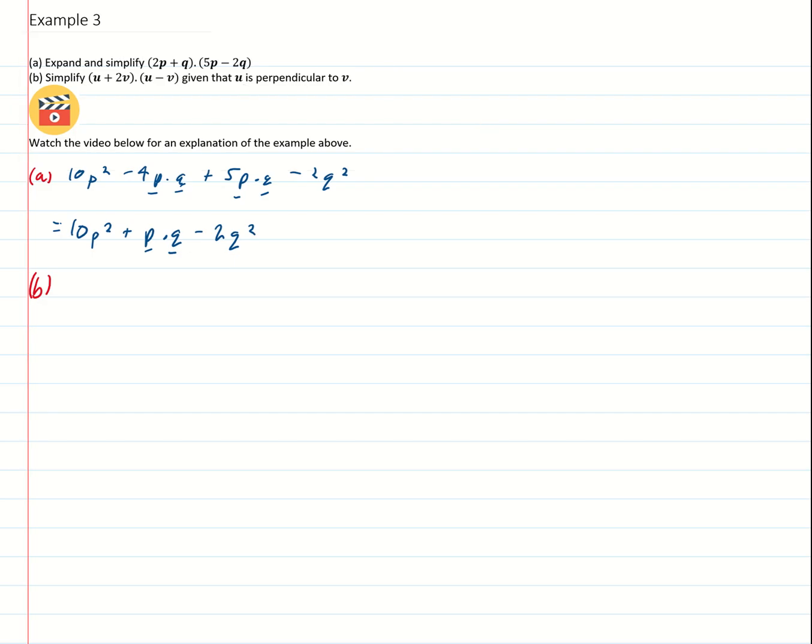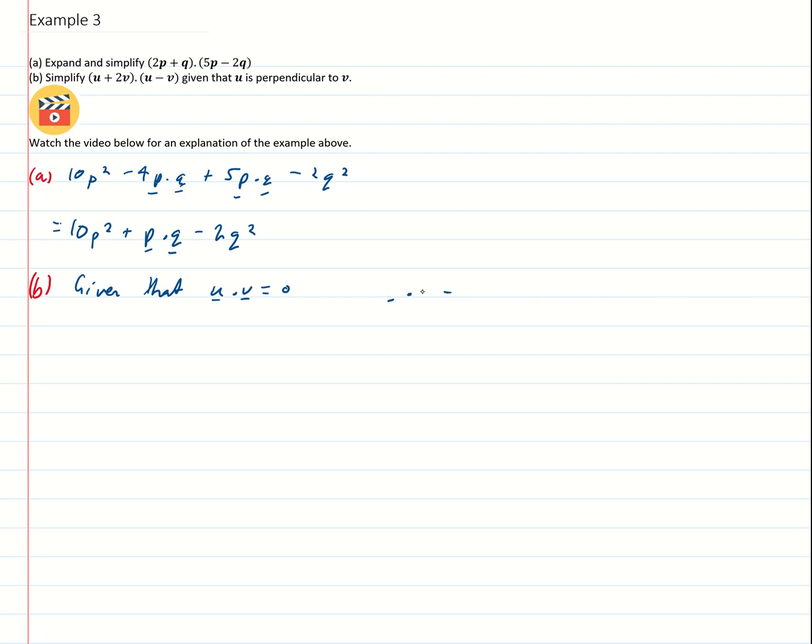So if U is perpendicular to V, we're actually being told that U dot V is equal to 0. So if you think about the dot product of U and V, if it's perpendicular, I write that out, the magnitude of U times the magnitude of V, times by cos of 90. Now cos of 90 is 0, right? So this whole thing becomes 0, therefore the dot product of U and V is 0.